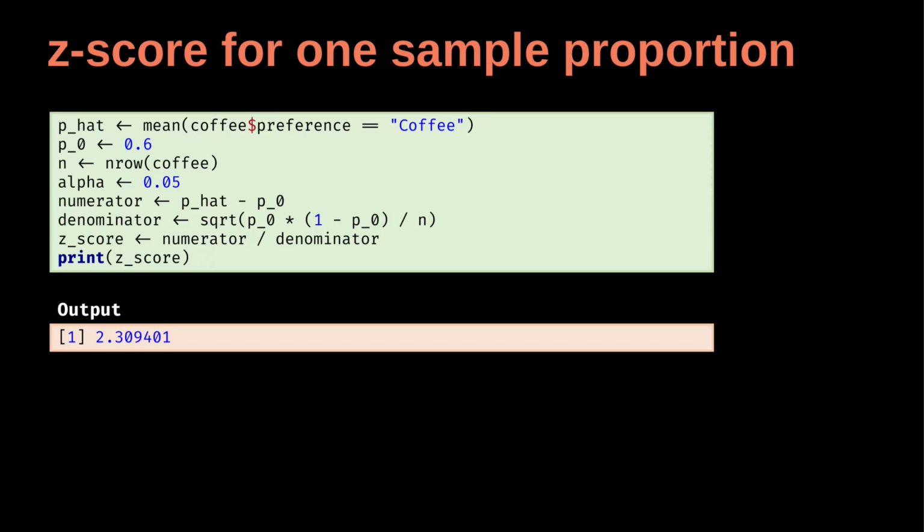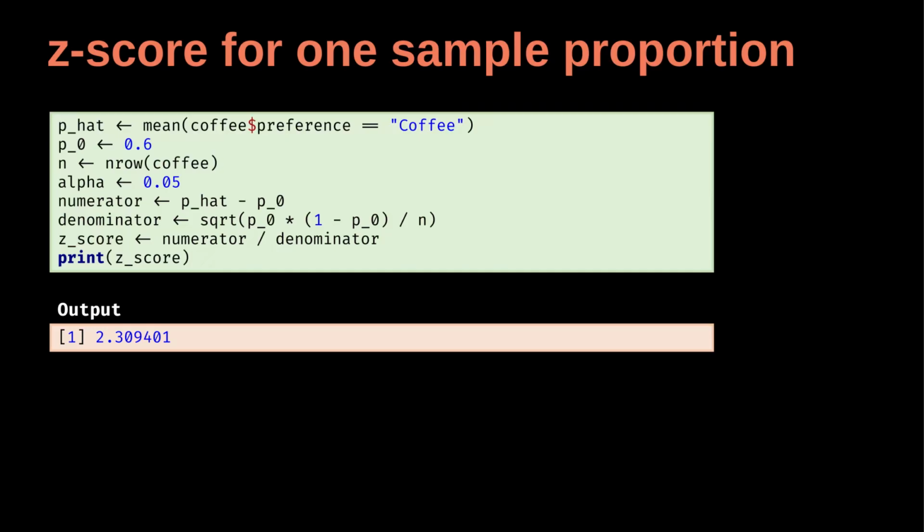First, we calculate the sample proportion. That's the percentage of people in our dataset who said that they prefer coffee. Then we set our hypothesized population proportion, which in this case is 60% or 0.6. This is the value we're testing against under the null hypothesis. Next, we determine the sample size, which is simply the number of observations in our dataset. The sample size is 5,000.